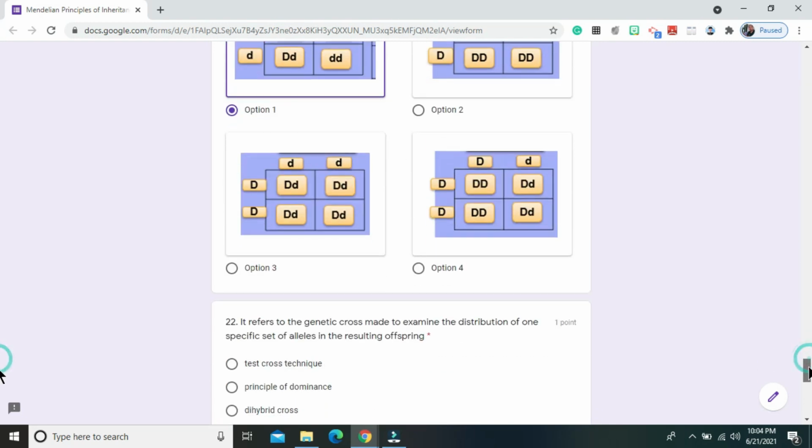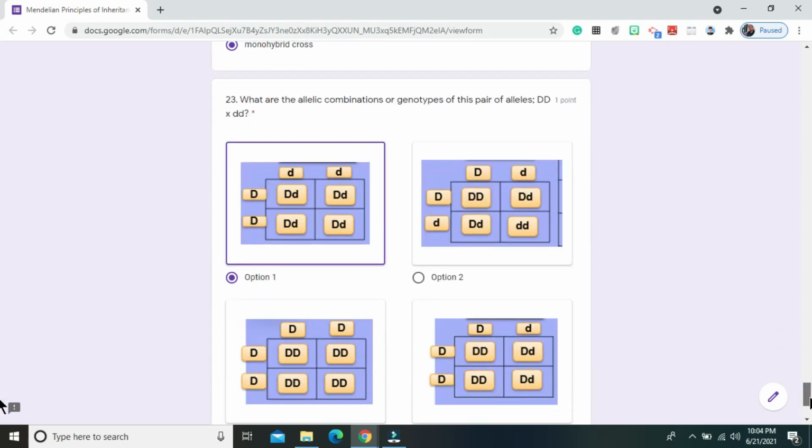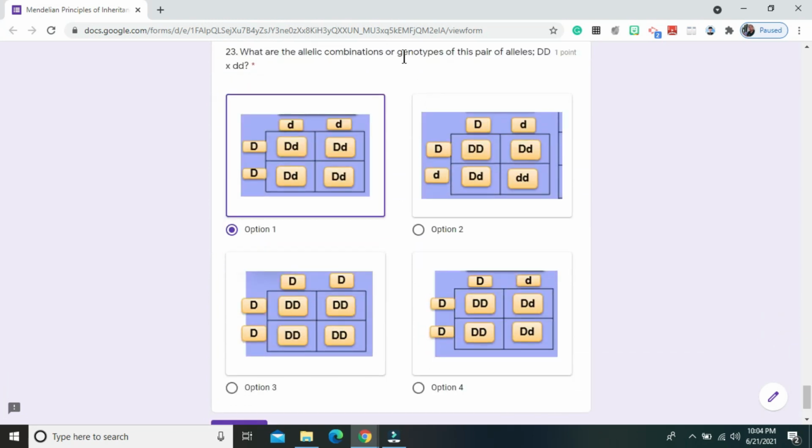Question number 22. It refers to the genetic cross made to examine the distribution of one specific set of alleles in the resulting offspring. The correct answer is monohybrid cross. Question number 23. What are the allelic combinations or genotypes of this pair of alleles? Capital DD will be crossed with small dd. The correct answer is this one.